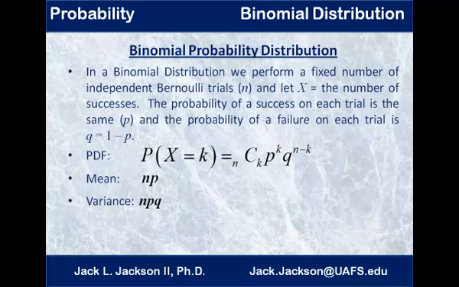The mean is just n times p, and we didn't prove this one because it's a little bit harder to prove, but I'm going to go ahead and tell you that the variance is n times p times q. That's the variance here, and of course the standard deviation would then be the square root of npq.